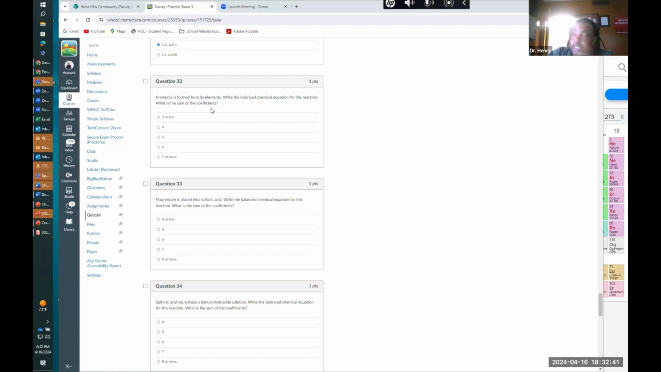Ammonia is formed from its elements. What is the chemical formula for ammonia? NH4? Wait, is it NH3? NH3. And it says it's formed from its elements, so if it's being formed, that's going to be the product. And so what are the elements? Nitrogen and hydrogen. Okay, so what is the chemical formula for nitrogen? N.